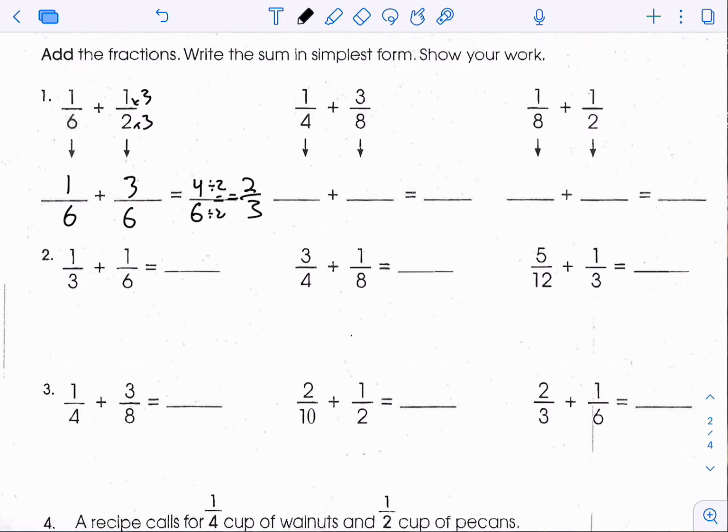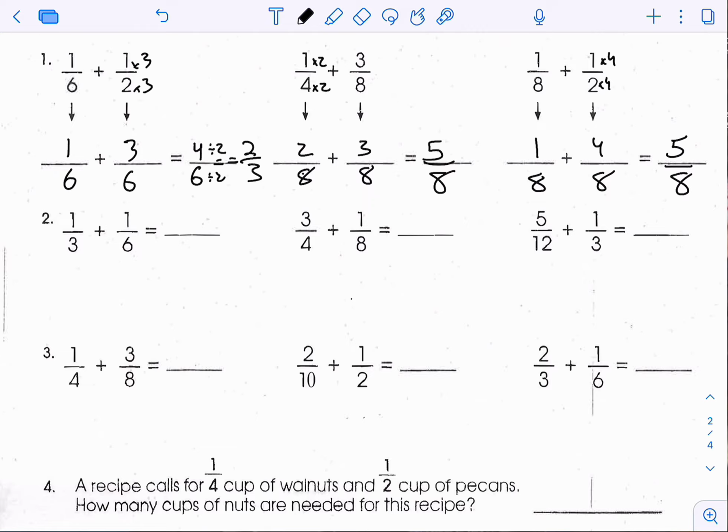Okay, 1/4 and 3/8. 8 is a multiple of 4, so I'm going to use 8, times 2 times 2. So this is going to be 2 over 8. That gives me 5 over 8. Okay, the next one there, 8 is a multiple of 2, so I'm going to keep 8, times 4 times 4, 4 over 8, so that also gives me 5/8. Okay, all of these on this page here, 10 is a multiple of 2, so I'm going to keep 10. This one says 2/10, times 5 times 5, so that's going to be 5 over 10, equals 7 over 10. Okay, so it's just continual there working down.